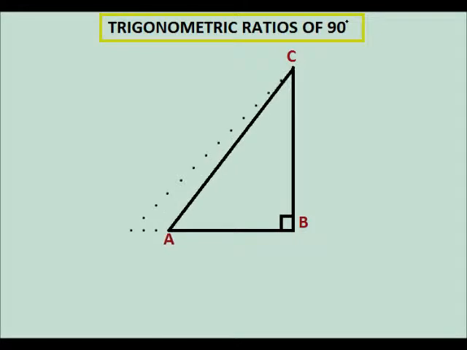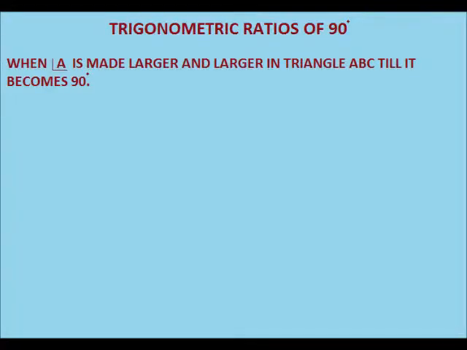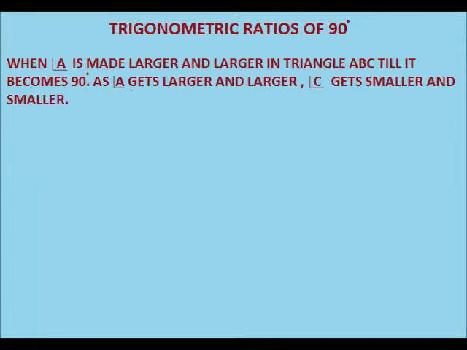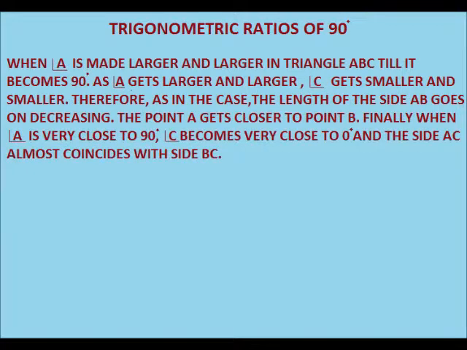Trigonometric ratios of 90 degree. When angle A is made larger and larger in triangle ABC till it becomes 90 degree, angle C gets smaller and smaller. Therefore, the length of the side AB goes on decreasing. The point A gets closer to point B. Finally, when angle A is very close to 90 degree, angle C becomes very close to 0 degree and the side AC almost coincides with side BC.